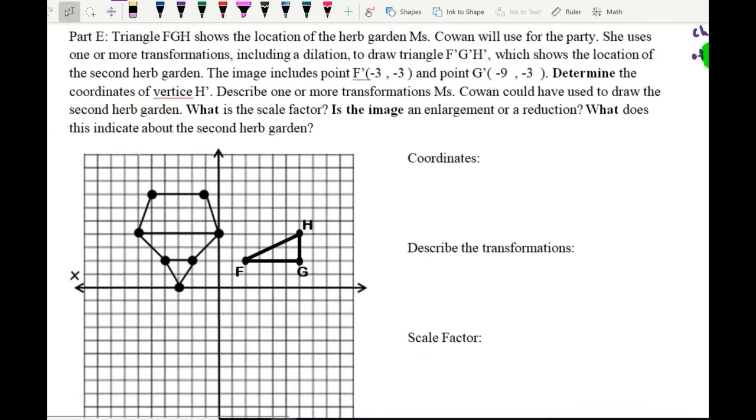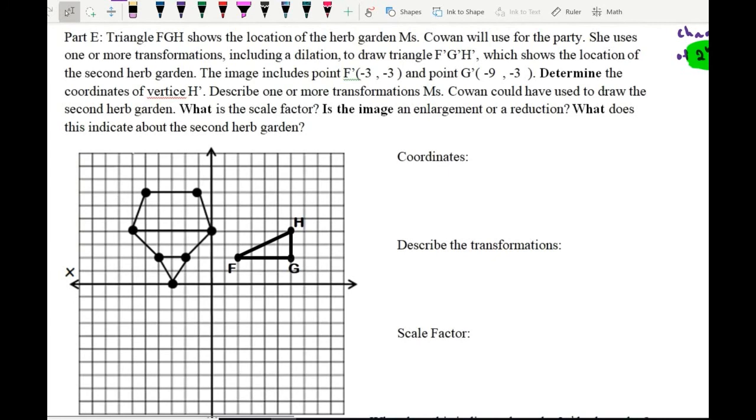Alright, so here we go. This is the second problem. My suggestion is pause the video, try it by yourself first to see if you understand it, and then play the video to check your answer.